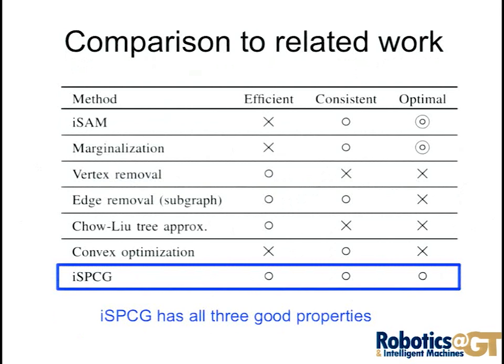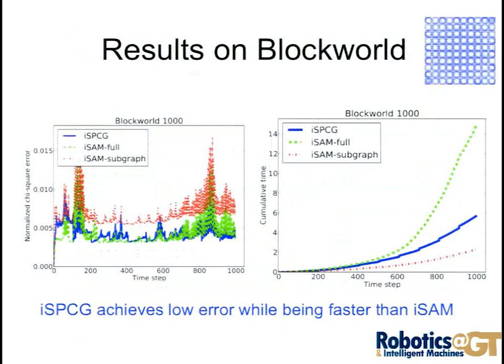And there are some other ways that you can have incremental methods, and I can talk in detail at the interactive session. Our results show that with this iSPCG, which creates a sparse subgraph incrementally and uses periodic smoothing updates when the sparse subgraph doesn't give you good error anymore, the error is comparable to iSAM, but the computation time is somewhere between iSAM on this smaller and faster but suboptimal graph and iSAM on the full graph.